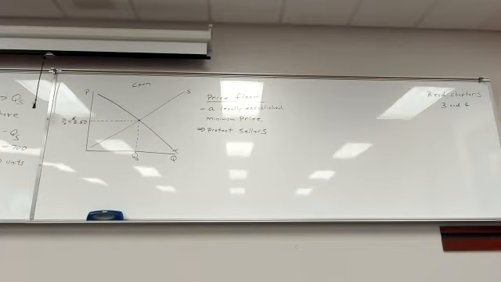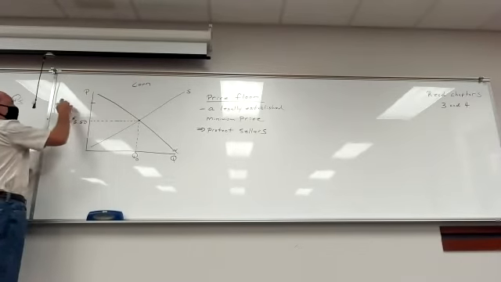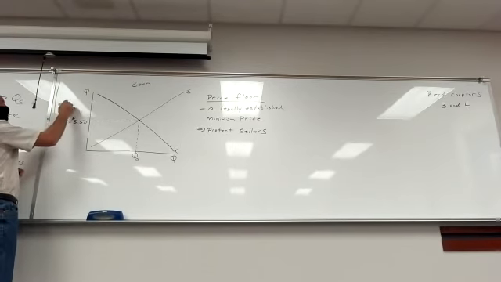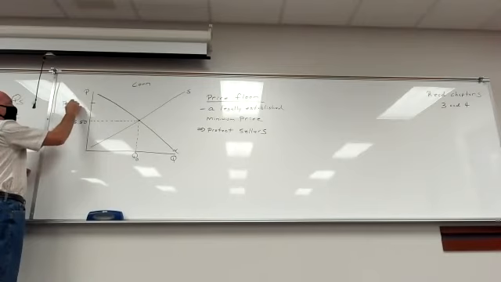So think about it for a moment. If the government believes that $3.50 is too low, then where are they going to put the price floor? Higher than that, right? Because they want the price to be higher. So let's install our price floor, PF. Let's install our price floor and let's say $5 per bushel.